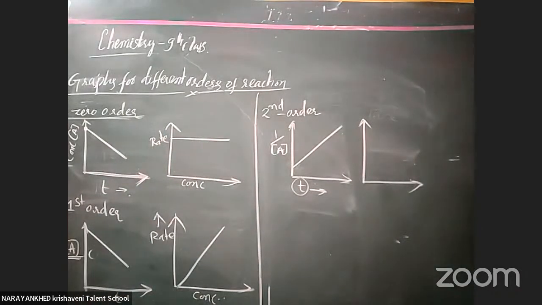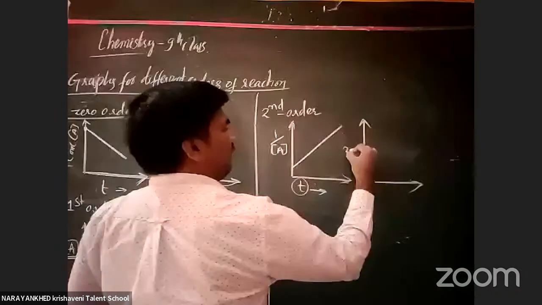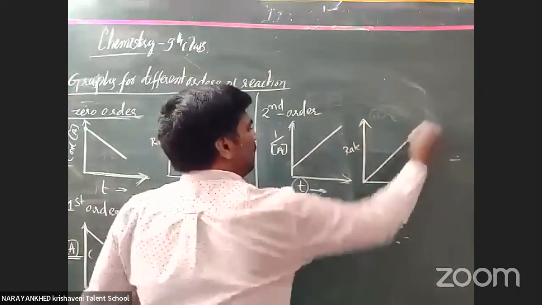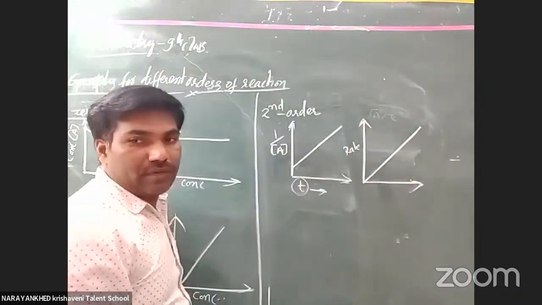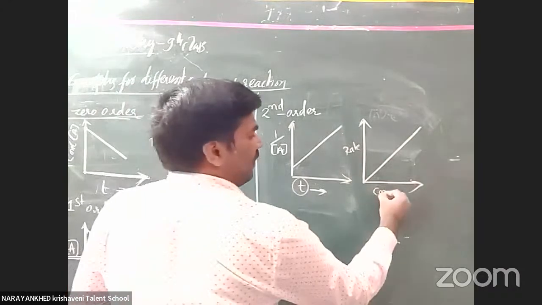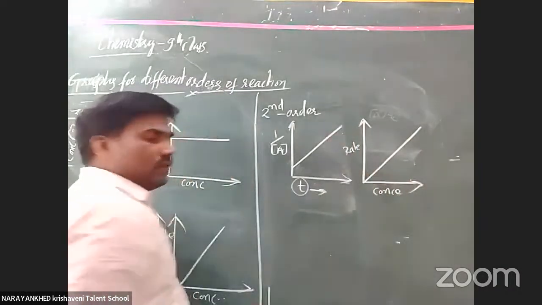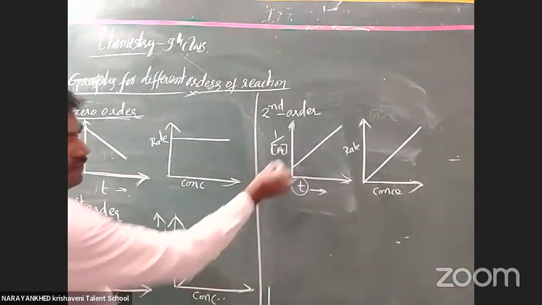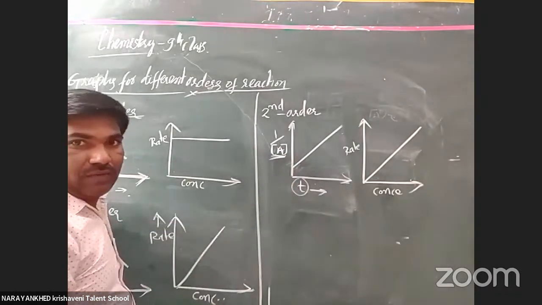Next, we consider the rate, which increases here. The rate increases in this manner. Got it or not? The concentration is there. Okay, the rate increases here. Okay, clear or not? It is 1 by A that we considered.